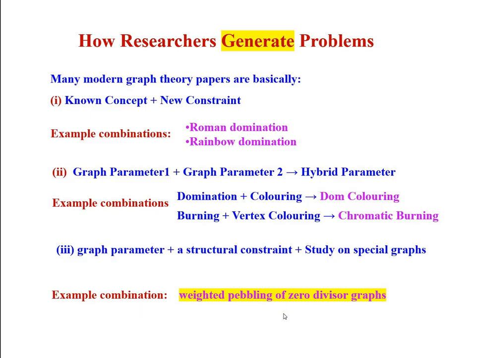And just check when you define. See, the very difficult part is finding the combination. If you consider graph parameter 1 and graph parameter 2, so that you are getting a hybrid parameter, you should get results for at least some of the graph classes. If nothing can happen, then that combination cannot be considered. So a lot of opportunities are there, but what we need is only patience.